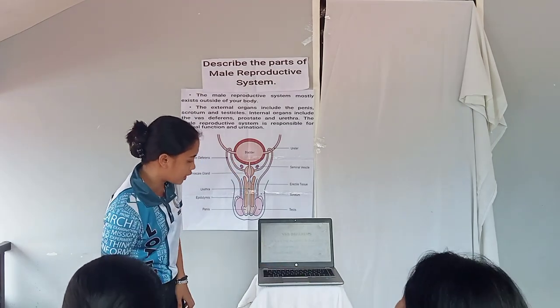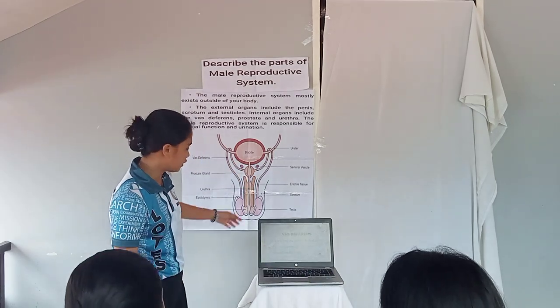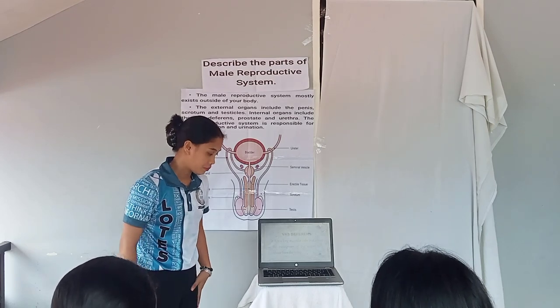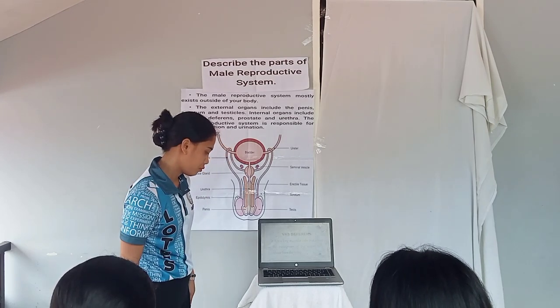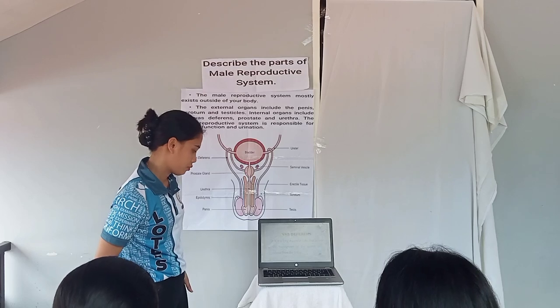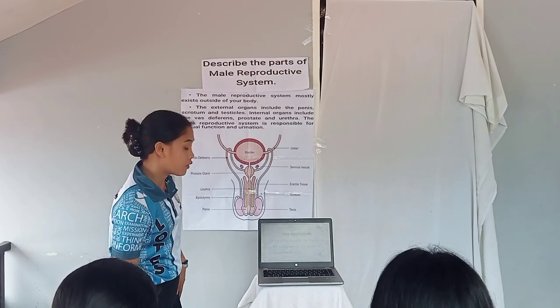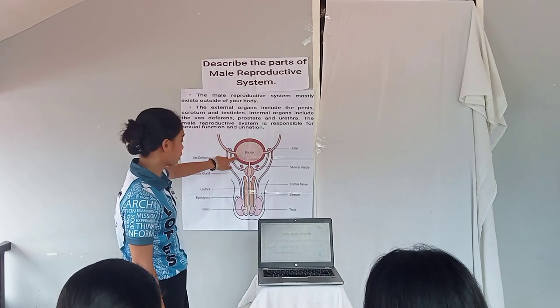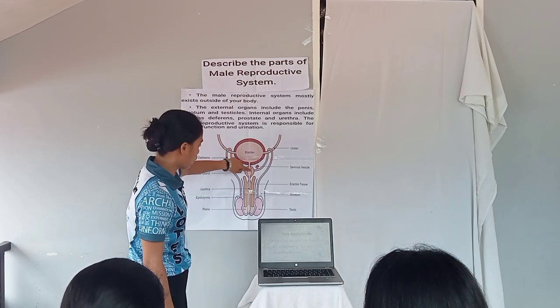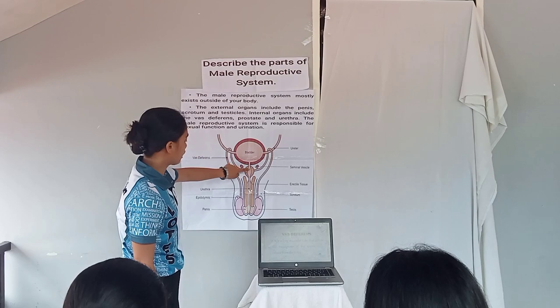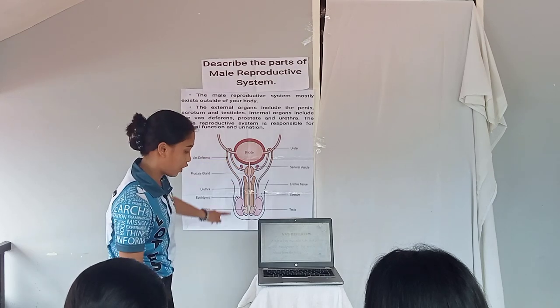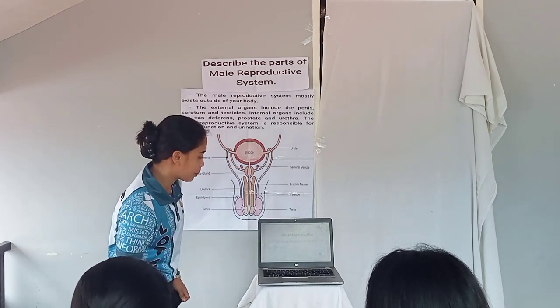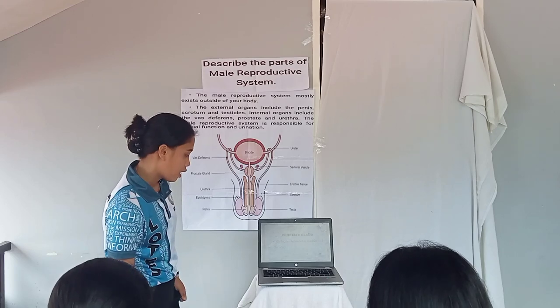Okay, the next part is the vas deferens. Can you read, class? It is a long muscular tube that serves as the passageway of the sperm cells released from the testes. Vas deferens is a long muscular tube. As you can see, it is really like a tube, right? The next is the prostate gland.